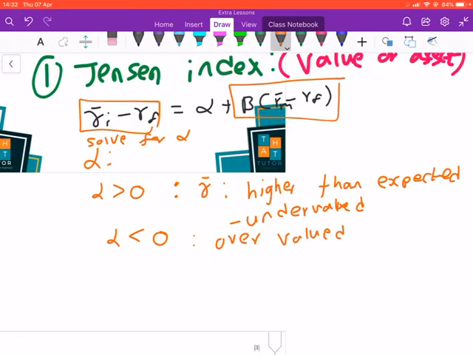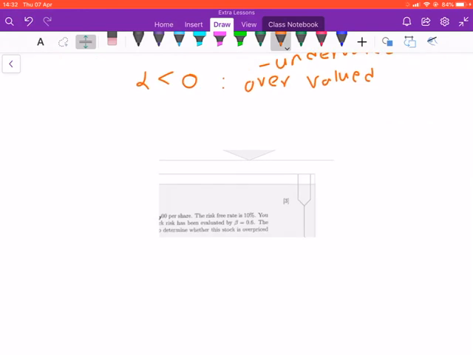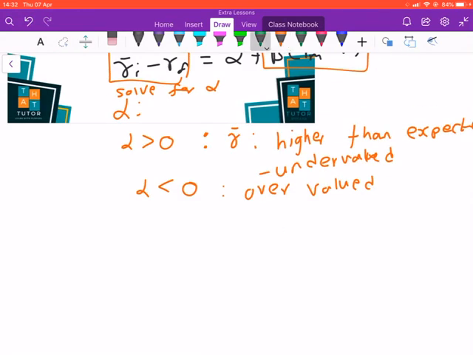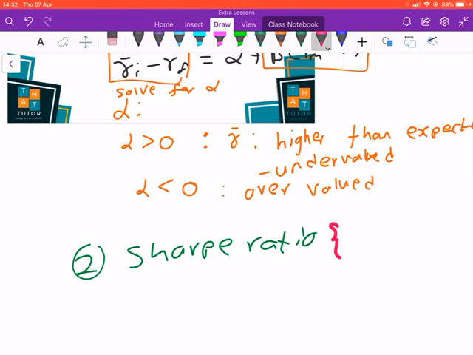And then another index that you will learn about in this case is the Sharpe ratio. The Sharpe ratio basically just tells you whether an asset is efficient or not. It measures efficiency, right? You can do many other things with it, but in our case you can use it to measure efficiency.